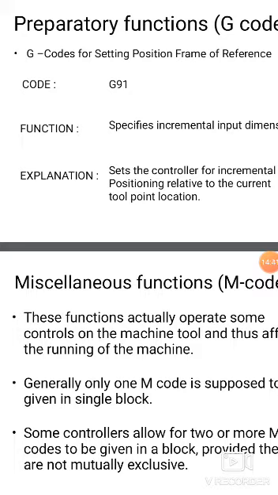Whereas G70, G71, all these are dimensioning in inches or in mm. Next, G80, G81 to G89, these are canned cycles. Next, G90, G91, G92, all these are for writing the program in absolute dimension or in incremental dimensions. In this way, the G codes are written.